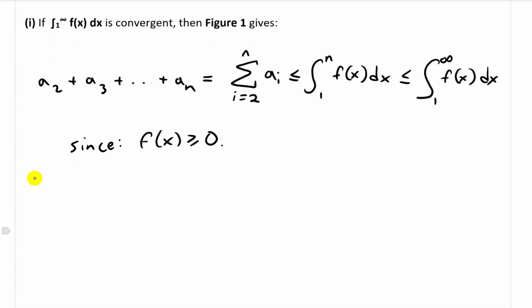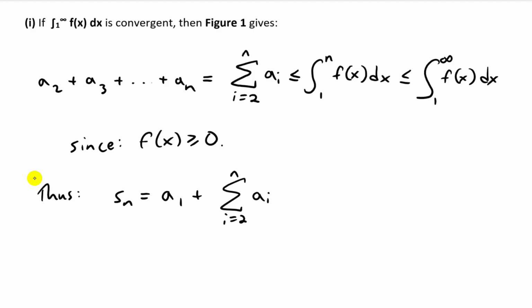So thus we have the partial sum Sn. This is going to be equal to, because we were missing the a1, so we'll just add an a1. So a1 plus the summation from i equals 2 to n of ai, and this is going to be less than this number, plus that extra a1. So it's going to be less than a1 plus the integral from 1 to infinity of f(x) dx.